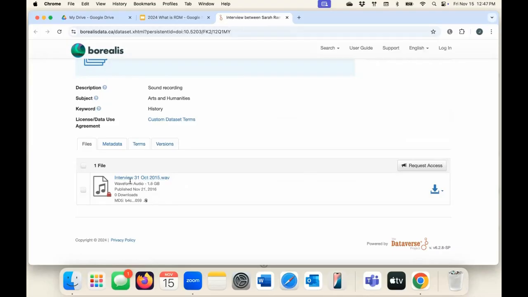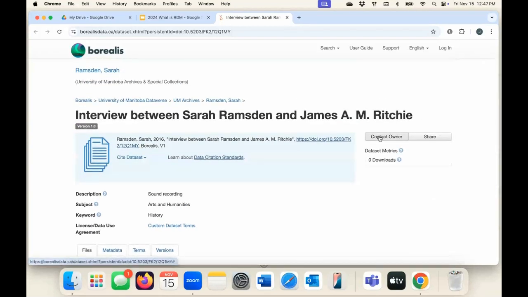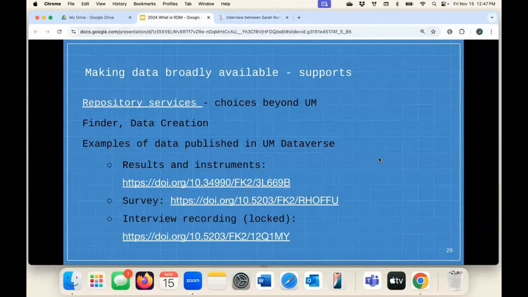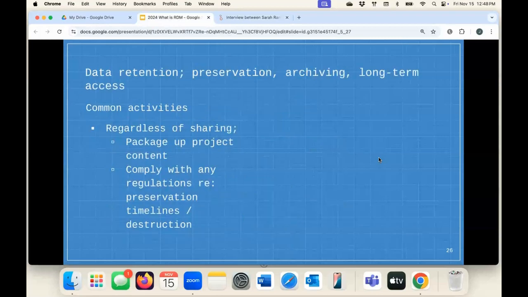I can see the date that it was performed, and then it was published a little bit later, and that there have been no downloads. So nobody has received access. But if I did want to contact the owner and have a conversation about a situation where I would like to use that work, there's a button on the Borealis site that allows you to get a hold of Sarah Ramsden and have that conversation, right? So that's one way to consider complying with data deposit requirements that isn't necessarily about data sharing. If people have questions about that kind of stuff, I'm happy to talk about it once we're through these slides.